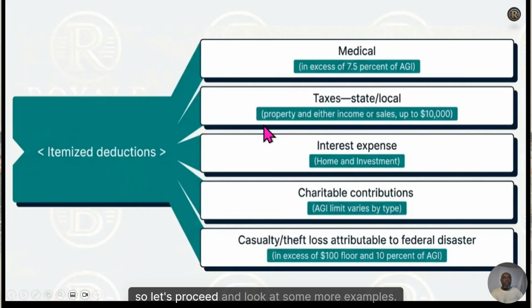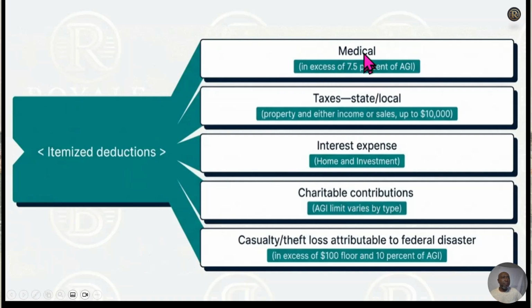Okay, so let's proceed and look at some more examples. So again, there are the sort of things that you can itemize. Let's say the standard deduction, you believe that you can beat it. You are going to look at these that may be applicable in your situation.